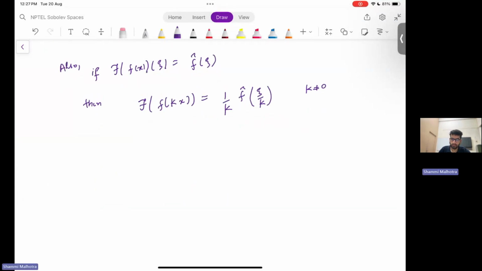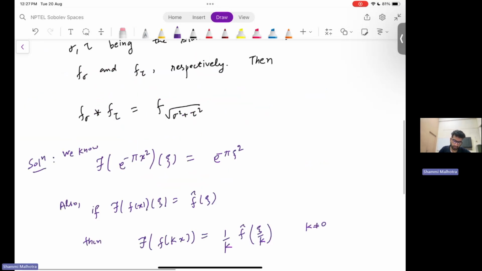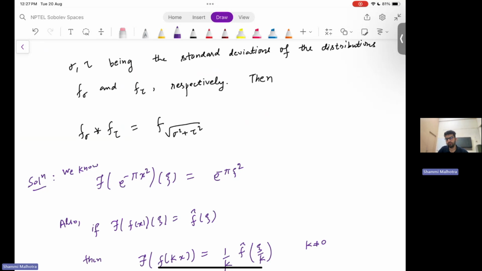So with these two results, we would like to prove this equality. To prove this type of equality, we use the Fourier approach. So instead of proving this directly, first we try to write this in some Fourier terms, and then we will see what we can do.